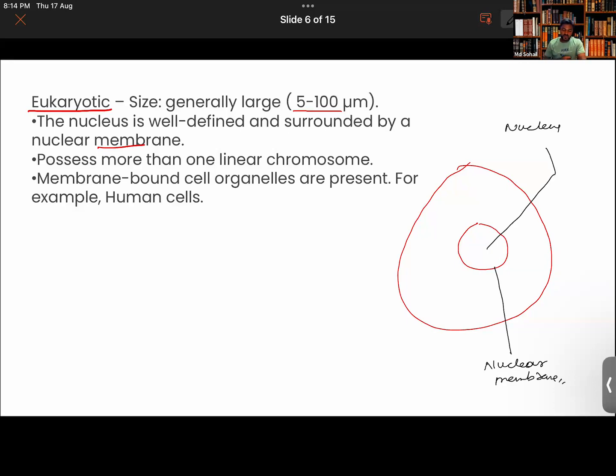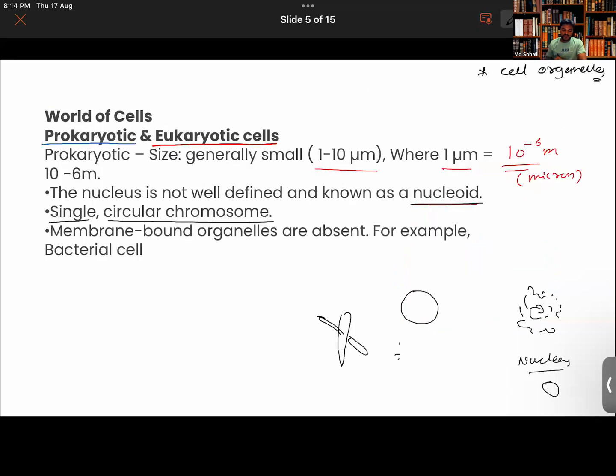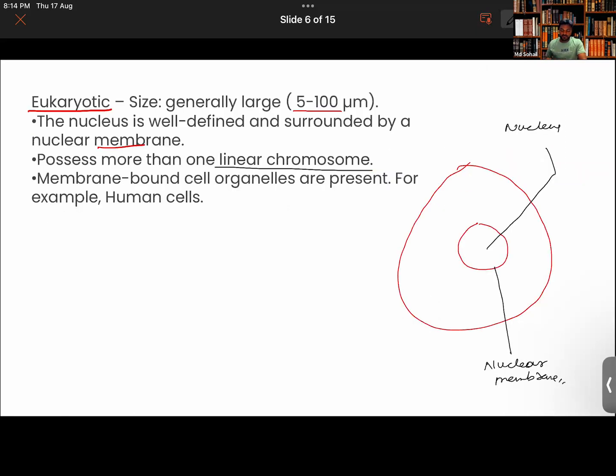Now it will be having more than one linear chromosome. Remember, in the prokaryotic cell, the chromosome was circular. It was circular, right? And it was only one. There was only one. But here it will be multiple in nature, multiple in number.